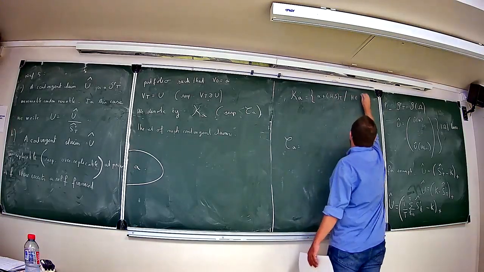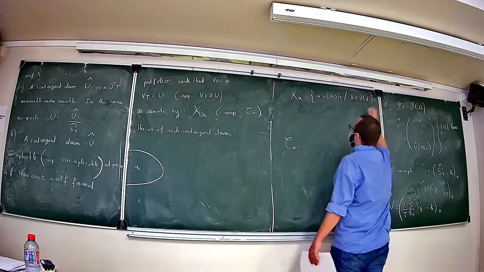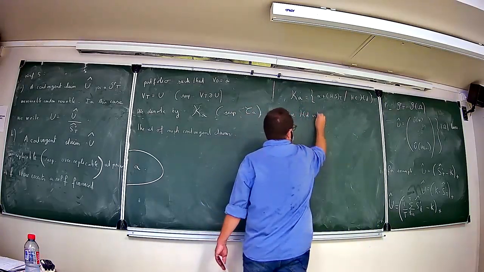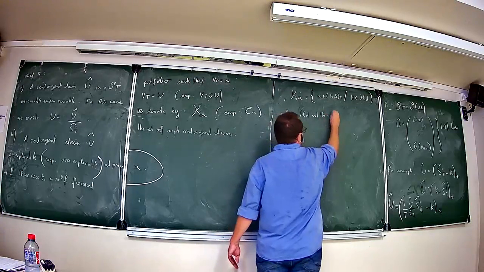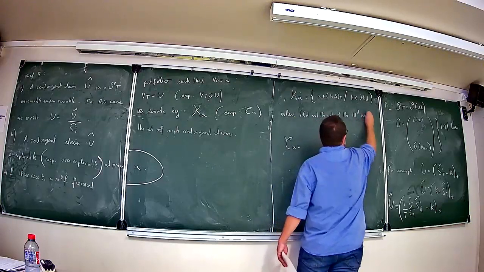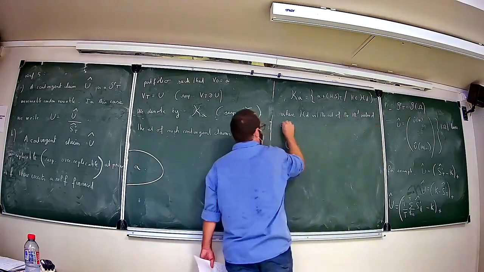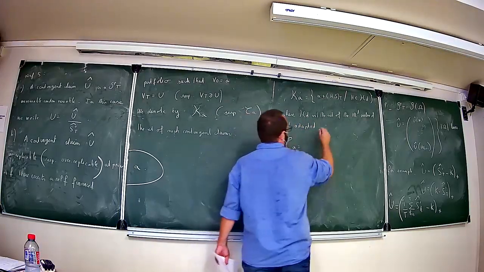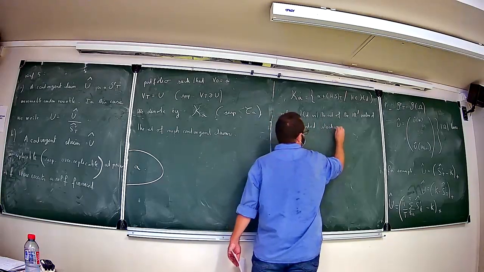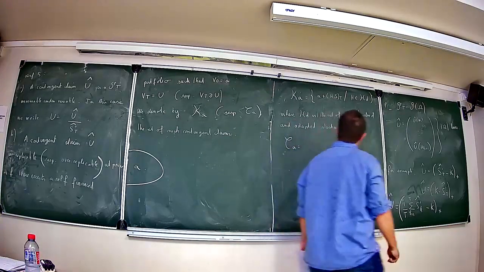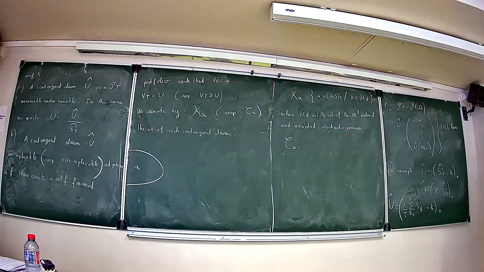belongs to this set, where H^d is the set of the R^d valued and adapted stochastic processes. Why do I have this? It's a consequence of what we have proved before the break.